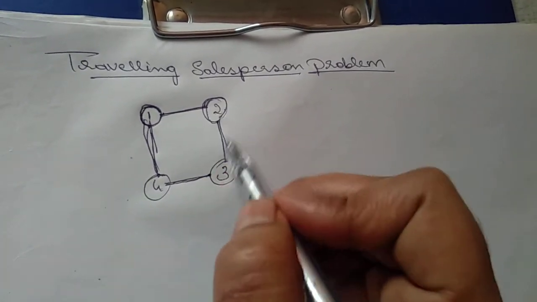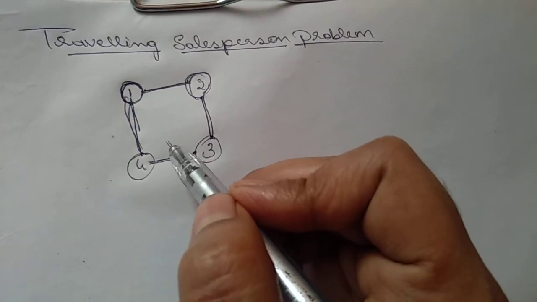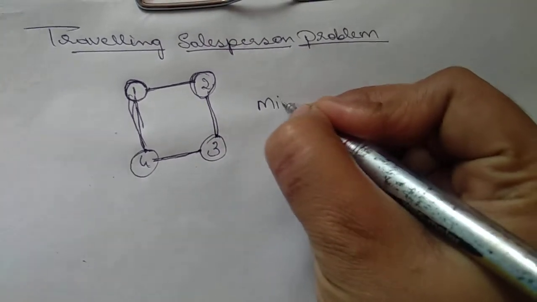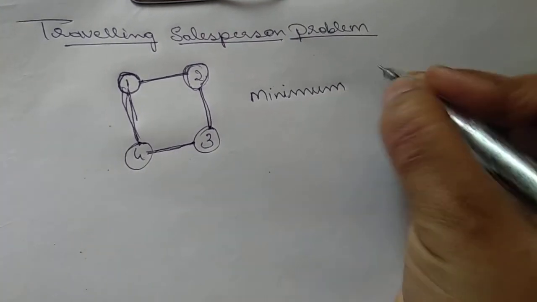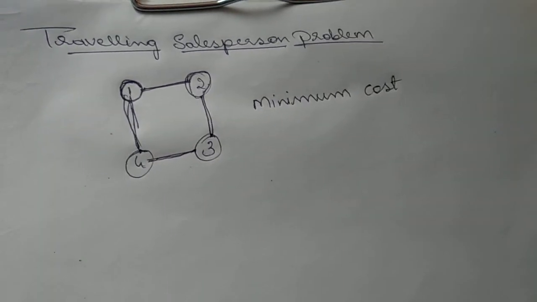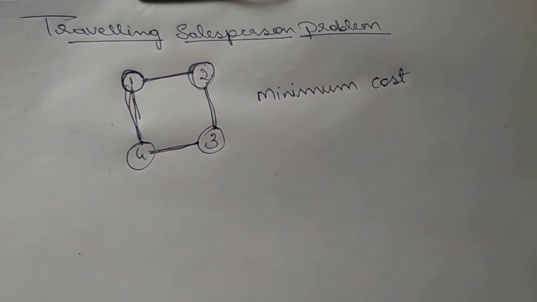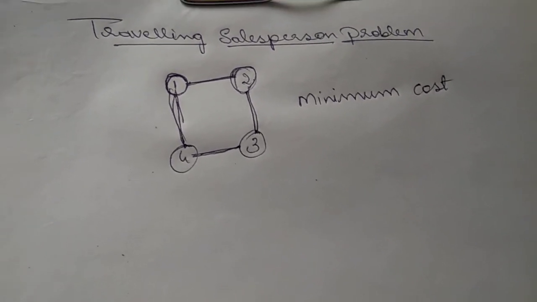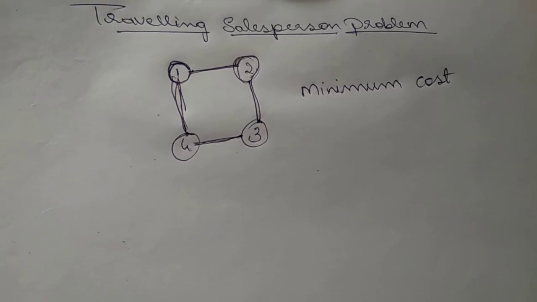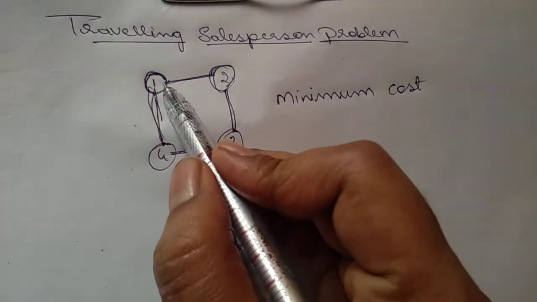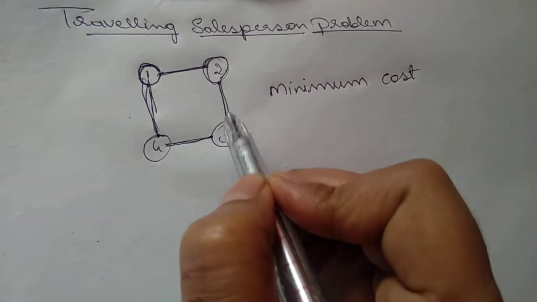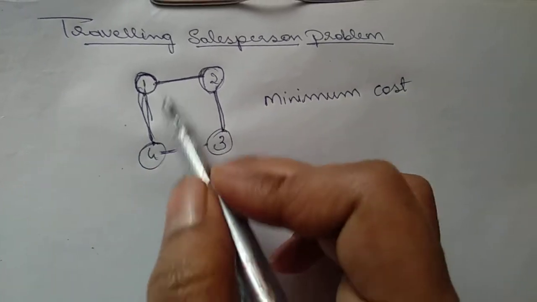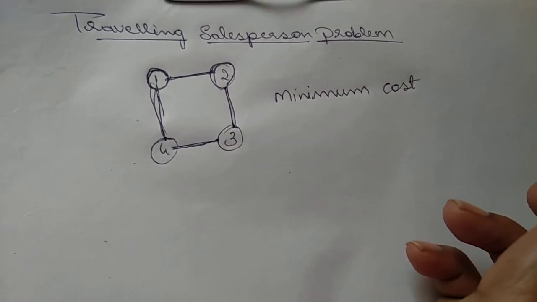Now if you have only 4 nodes, then it is very easy. But if we have a big graph, then the main motto is to find out the minimum cost. The main objective is to find out the minimum cost route through the cities. One more thing you have to remember: from 1, if he goes to 2, then 3, from 3 again he cannot come back to 2. Only once he has to pass through all the cities. Just keep this in mind.